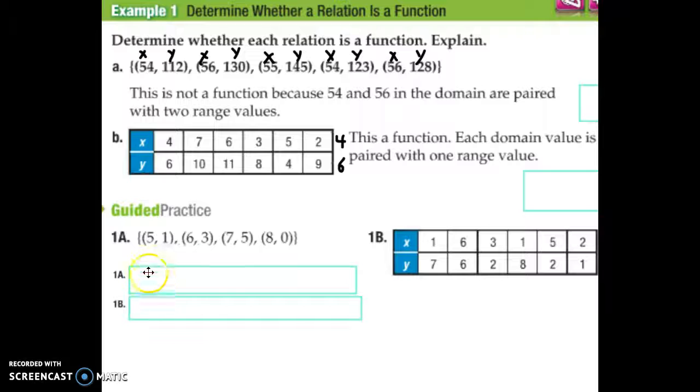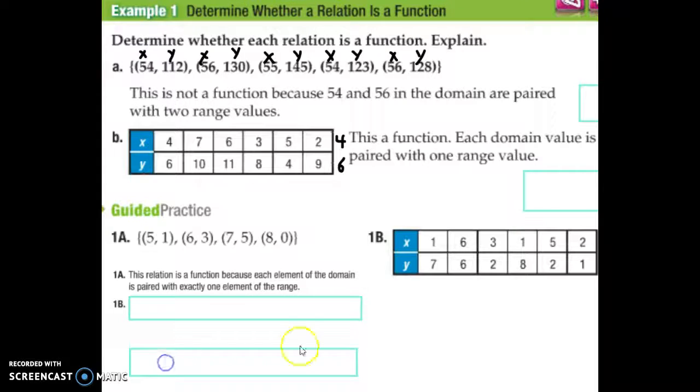Look at the guide. To practice quick, here I plug in 5, I got 1. Plug in 6, I got 3. Plug in 7, I got 5. Plug in 8, I got 0. No repeats, no two numbers from 1 x. That one's a function. That one's good to go. This one, look at this. I plug in 1, I got 7. Later on, I plugged in 1 and I got 8. Not a function. Gave me two answers for the same number.